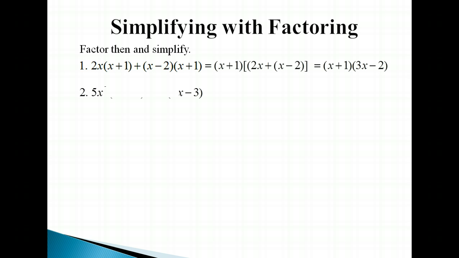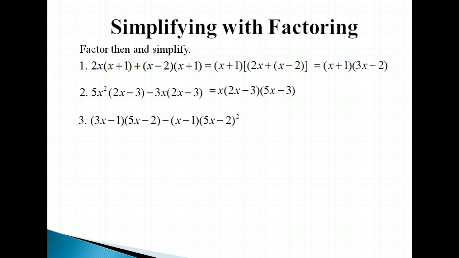For the second one, we have 5x squared times (2x minus 3) minus 3x times (2x minus 3). So our greatest common factor is 2x minus 3 and x. X is also a common factor, so we're going to pull both of those out. And when we do, we're actually dividing both terms by x times (2x minus 3). So for our first term, we're only going to be left with 5x, and for our second term, we're left with negative 3.